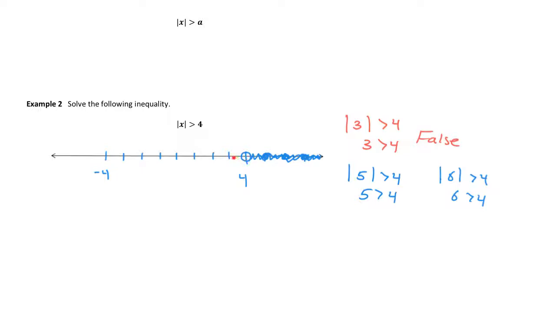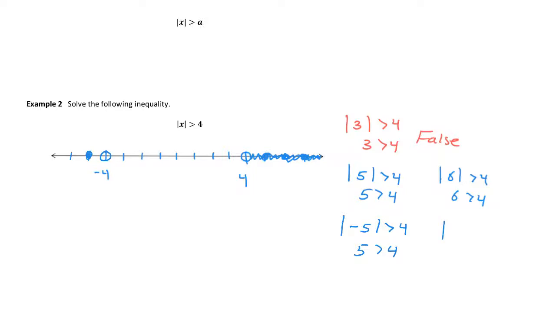I already know 3, 2, 1, 0, -1, -2, -3, -4, none of these are going to work. So I'll again put this open circle at -4. But what about -5, -6, and so on? Let's try those. Is the absolute value of -5 greater than 4? And the answer is yes, because it switches to 5 is greater than 4. So I do want to include this.